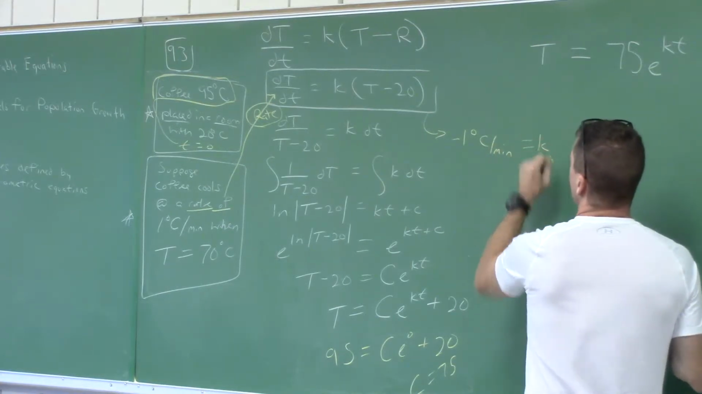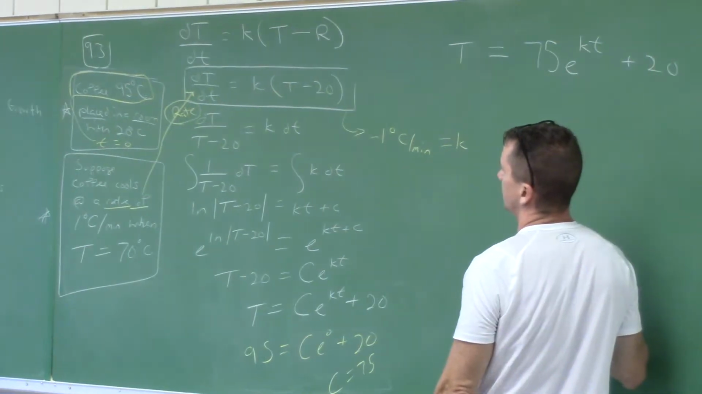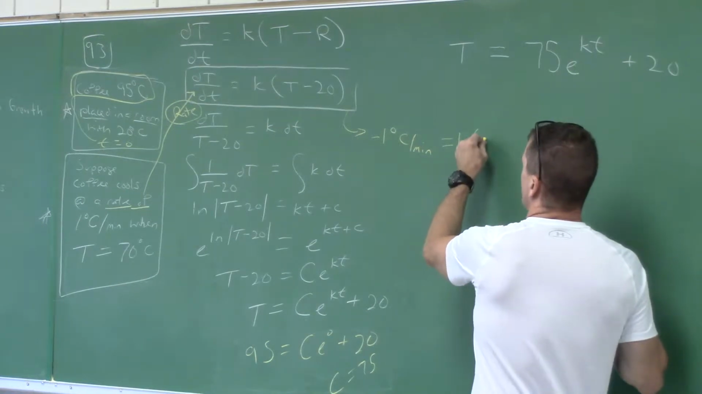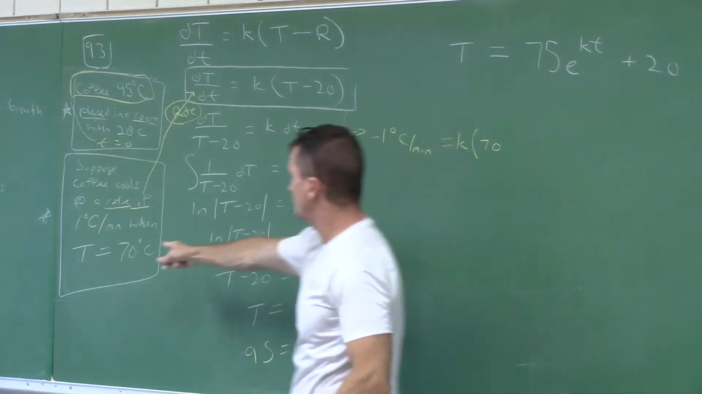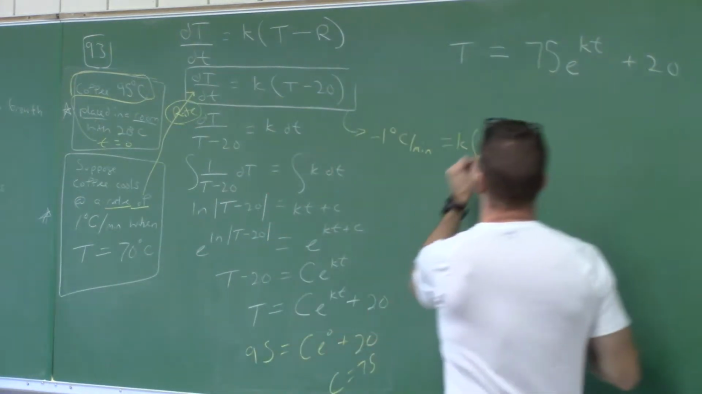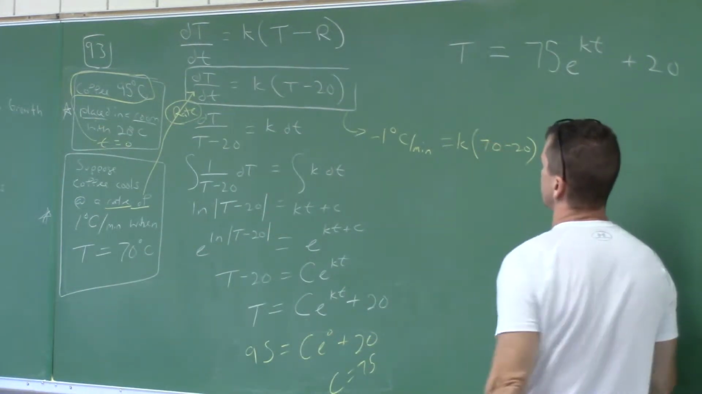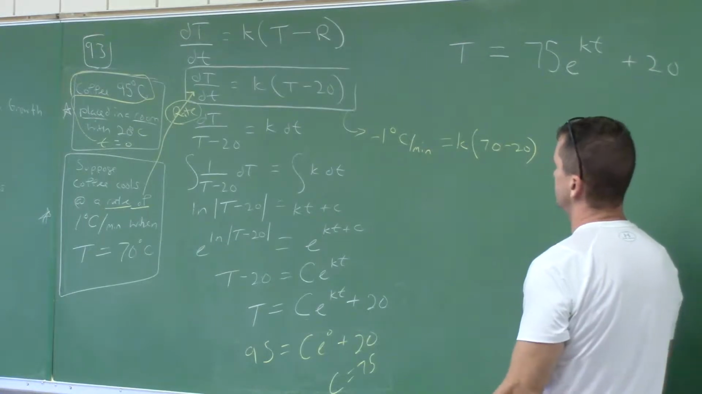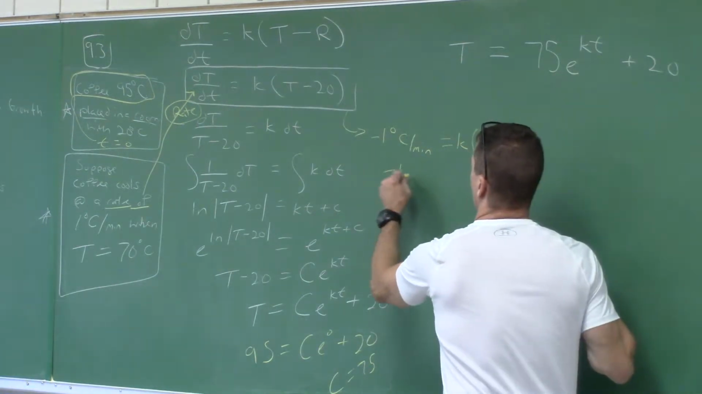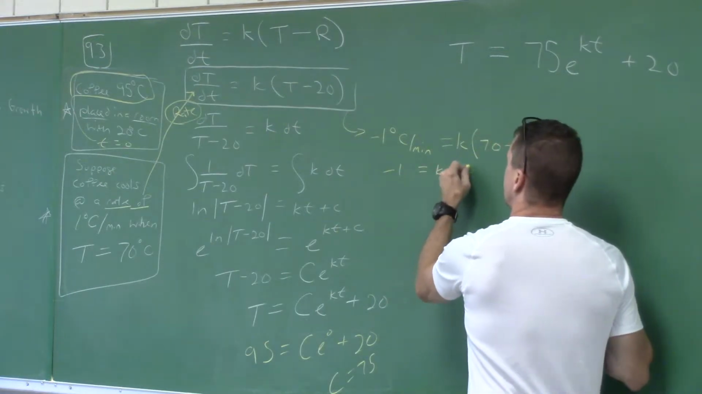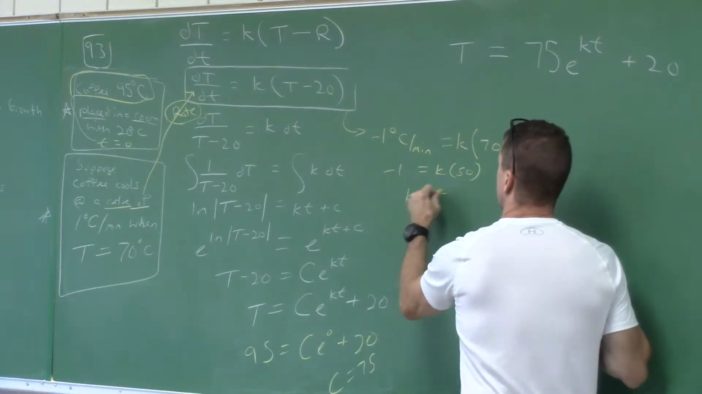Equals, don't know K. This is just to find a K. And then, what was the temperature when this happened? 70, they said. Look, they said this is happening when the temperature was 70. And this is going to give us the K. What's 70 minus 20? 50. So negative 1 equals K times 50. K is just negative 1/50.